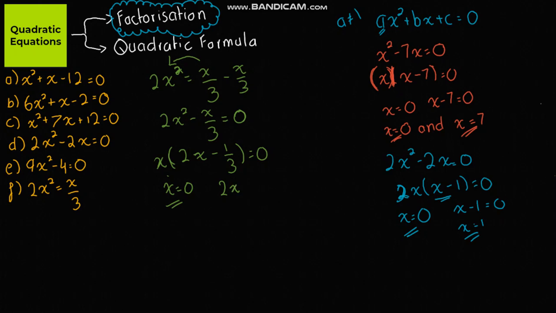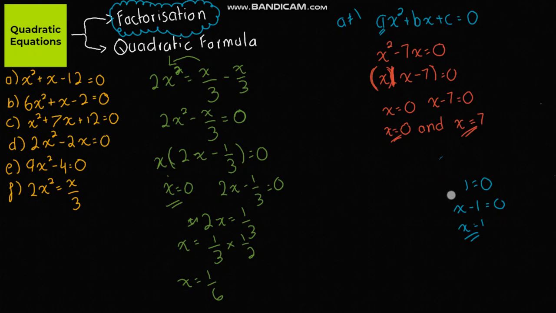So 2x minus 1 over 3 is equal to 0. Then what we'll do is 2x is equal to 1 over 3, and then we'll divide the whole thing by 2. We can divide by 2 or multiply by 1 over 2. So we'll do multiplication by 1 over 2 times 1 over 3. So therefore x is equal to 1 over 6. So that was that. Now last question, which is kind of easy.